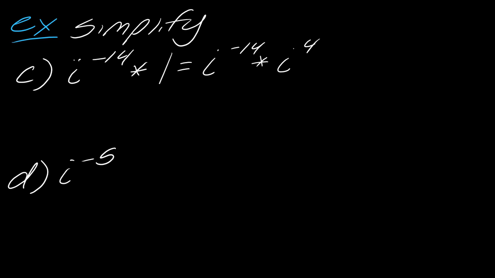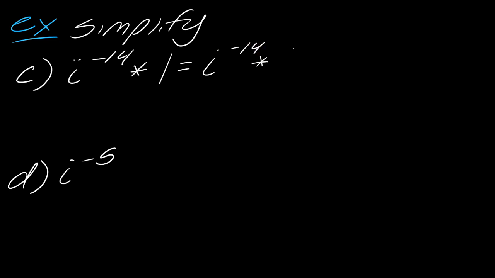So what does that do? Well, I can add the exponents, and that gives me i to the negative 10th. Okay, so I still have a negative exponent. That doesn't really help me. So here's the question. So think about it this way. What multiple of 4 can I add to this to get a positive number? I'll put it to you that way.